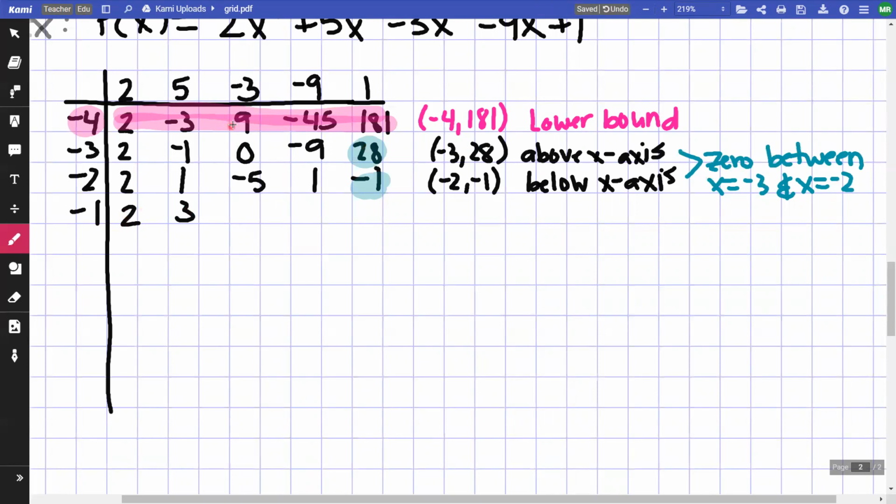-1 times 3 is -3. I add it to -3. I get a -6. -6 times -1 is a 6. I add it to -9, I get a -3. And -3 times -1 is 3. I add it to 1 and I get a 4. So now I'm at -1, 4.